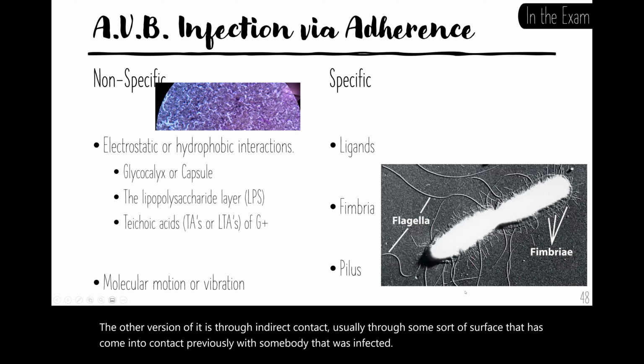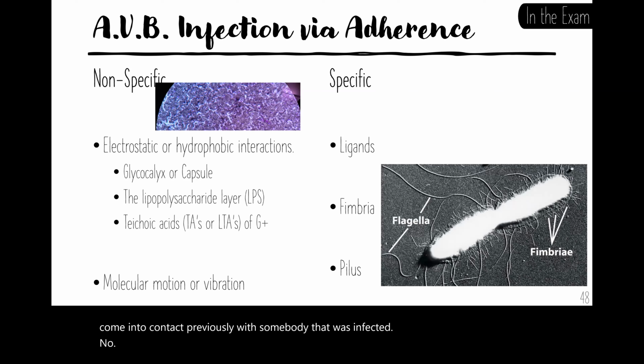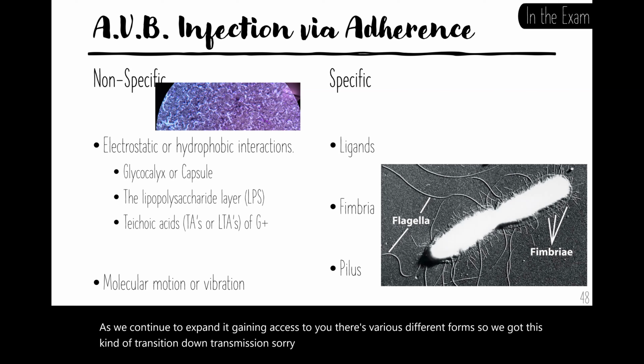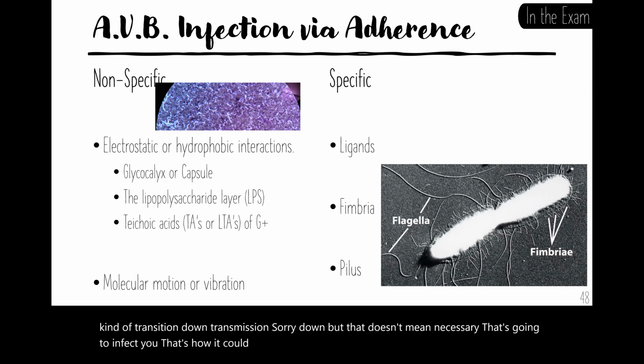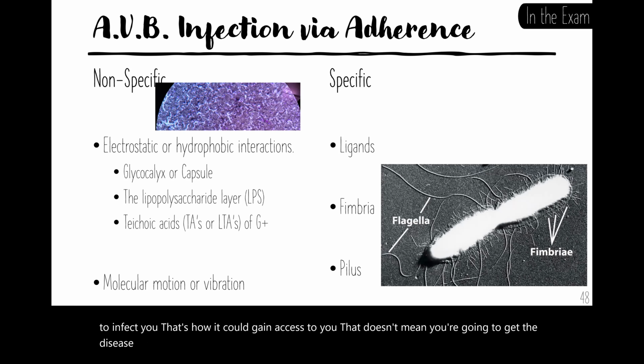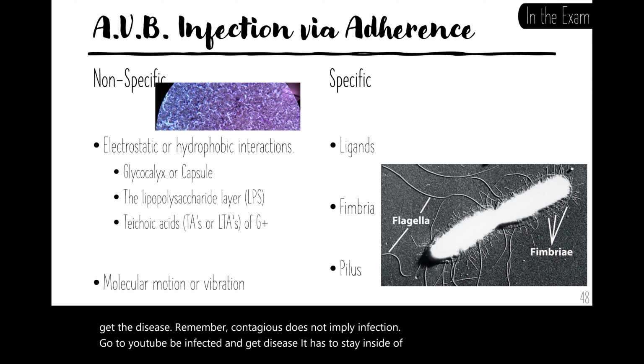Now, as we continue to expand, gaining access to you takes various different forms. So we have this transmission down, but that doesn't necessarily mean it's going to infect you. That's how it could gain access to you. That doesn't mean you're going to get the disease. Remember, contagious does not imply infection. In order for you to be infected and get the disease, it has to stay inside of you and defeat your first levels of immunity, right?